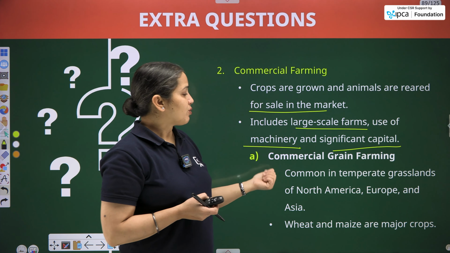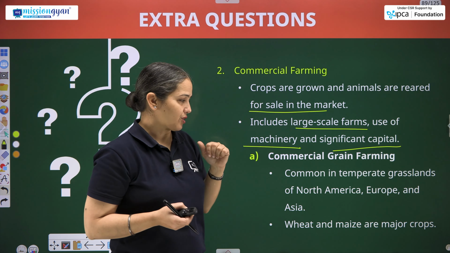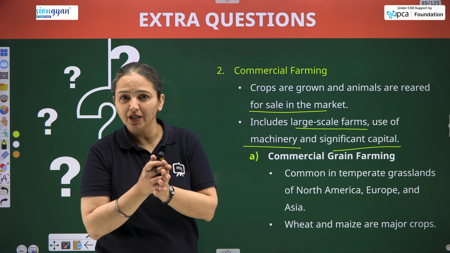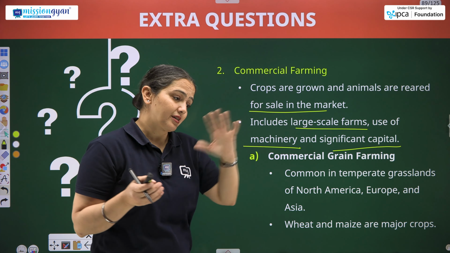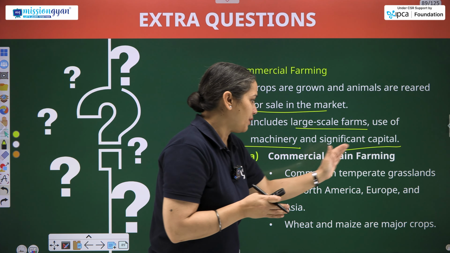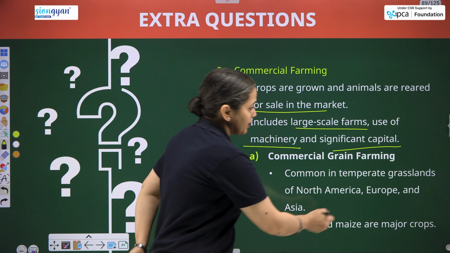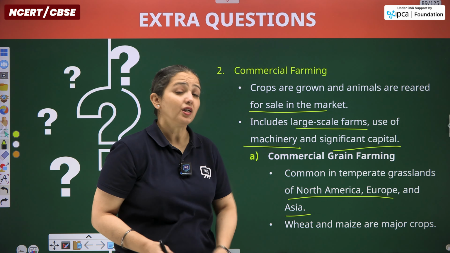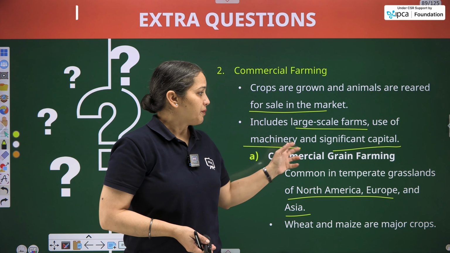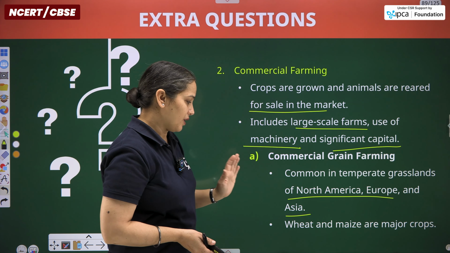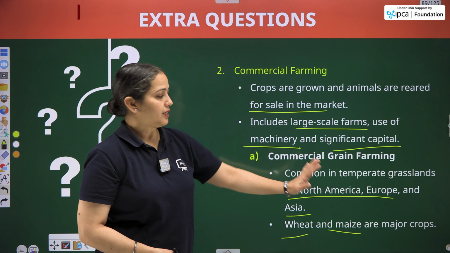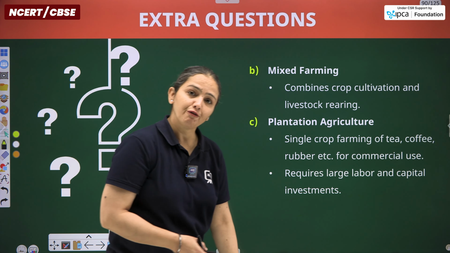Now for commercial, we do have variety, I mean types of commercial crops. So commercial grain farming, in which a particular type of grain is grown on a large scale with the help of again technology and modern tools and equipments. So common in temperate grasslands of North America, Europe and Asia because over here large farms are present. They are naturally occurring. So they are utilized for the commercial grain farming. And what type of crops are grown? Wheat and maize are the major crops grown in these regions under this type of farming.